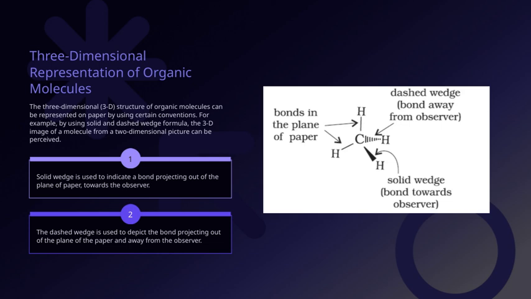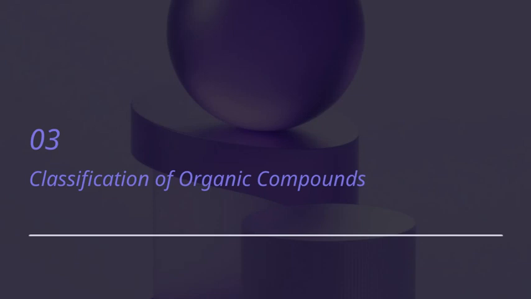This helps us visualize the spatial arrangement and understand the molecule's geometry, which is crucial for grasping its chemical behavior and interactions. So, these simple visual cues are key tools in organic chemistry for representing complex three-dimensional structures on a flat surface. Let's take a closer look at the classification of organic compounds.